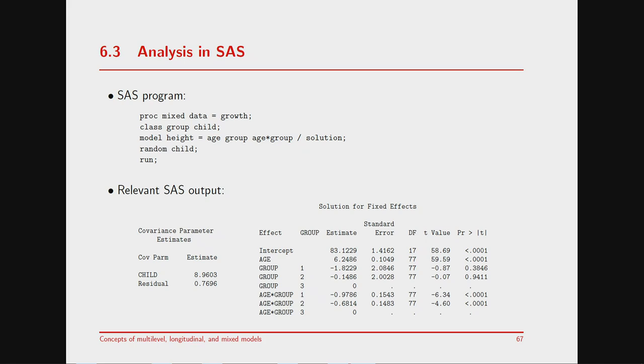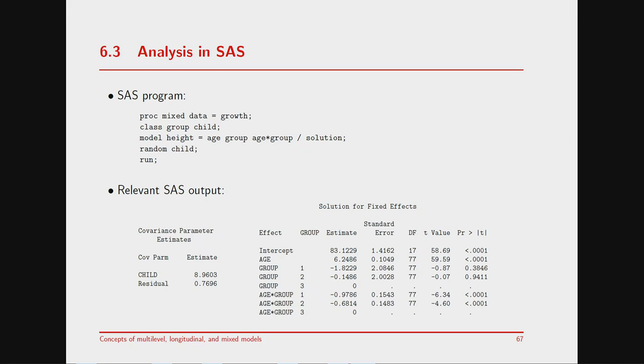And then here we see the relevant SAS output, so I'm not going to show you all the output again. I'm only going to focus on the output which is most relevant for what we want to study here. So first of all, here you see the covariance parameter estimates. So these are the estimates for these two variances. And then you see the variability between the children is about 8.9. The residual variability, so the variability within the children, is only 0.7.